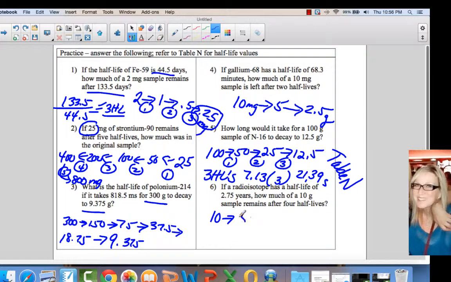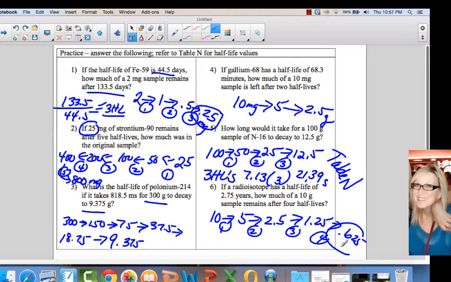So half of 10 is 5, 2.5, 1.25, and 0.625. So that's 1 half-life, 2 half-lives, 3 half-lives, 4 half-lives. So 0.625 grams.